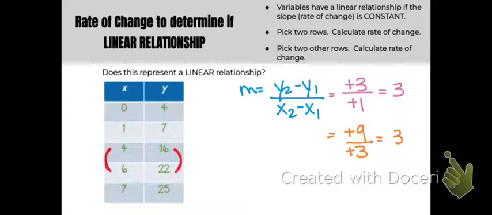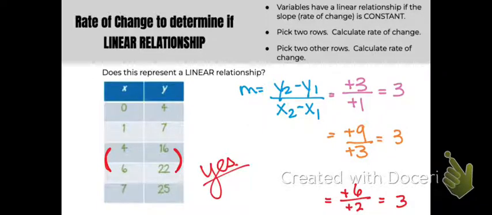How much did our y's change? From 16 to 22? 6. Increased by 6. How about our x's? From 4 to 6? It increased by 2. When we simplify that, we also get 3. So the rate of change, the slope between 3 different sets of data points or pairs of data points, is all 3. So I would say yes, this does represent a linear relationship.